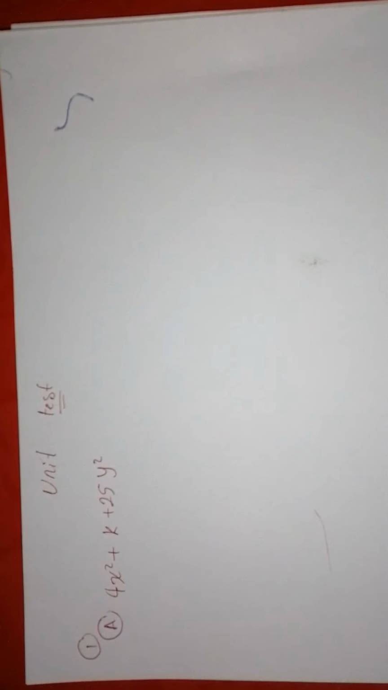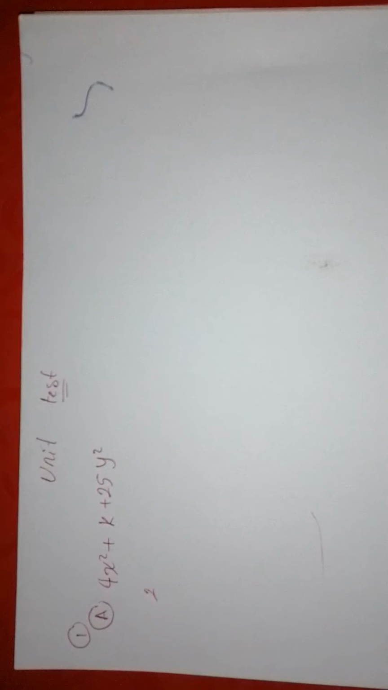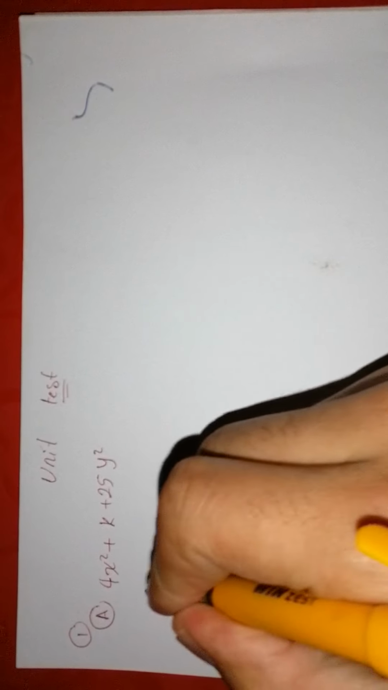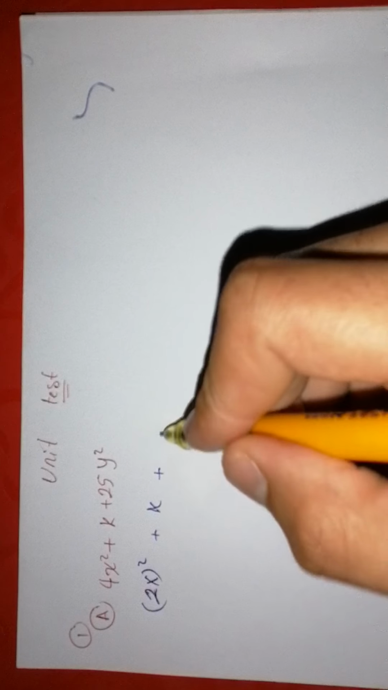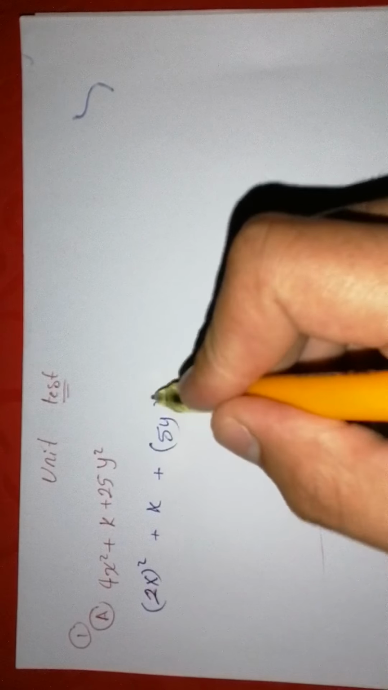Number one, choose the correct answer. A, the quadratic trinomial expression for x squared plus k plus 25y squared is a perfect square when k equals dots. Yes, we studied before the perfect square trinomial. We have the first term x squared, so it's 2x all power 2, and then we have the middle term k, and the last term is 5y all power 2.